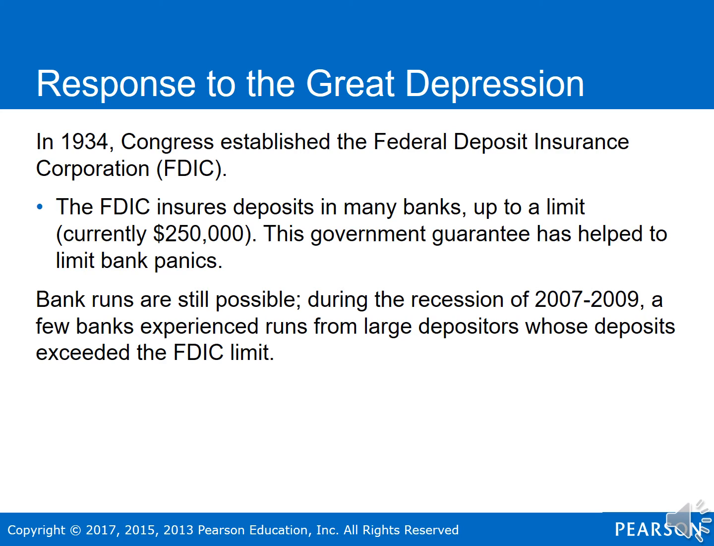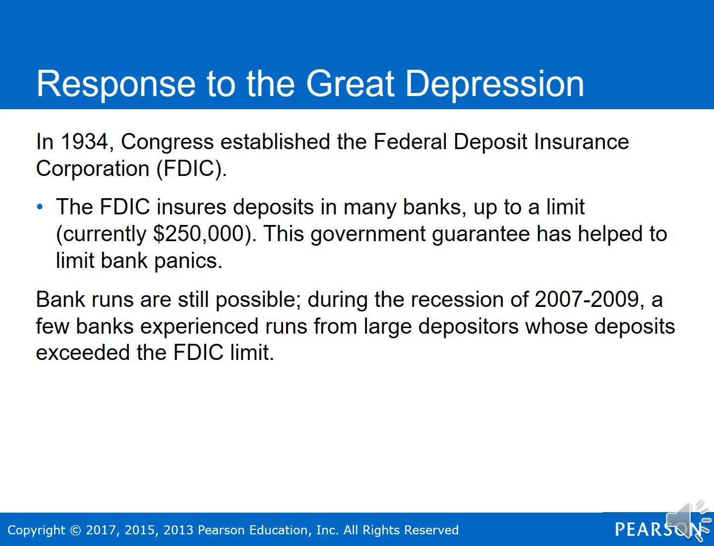This guarantee is in place to help limit banking panics. The basic idea is if people know that they can get their money from the FDIC, there's no reason to run on the bank and pull your money out, because they know they're going to get that money no matter what. So it just removes this incentive for people to actually run on the banks.